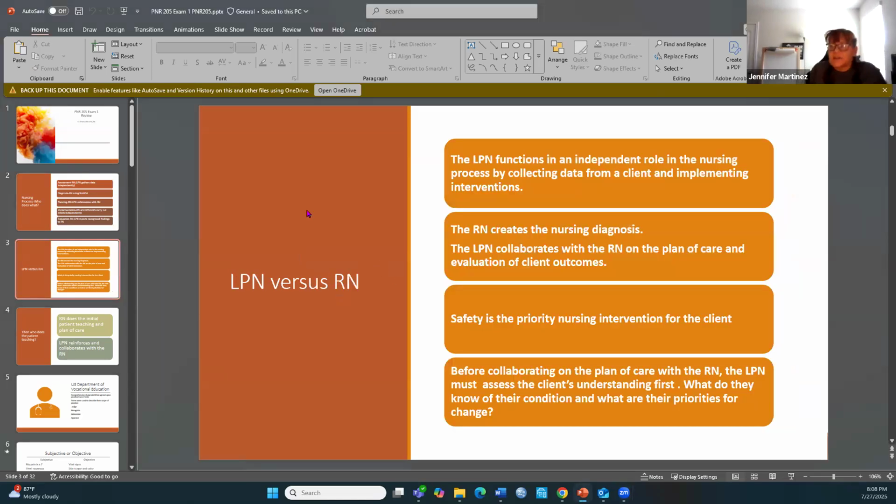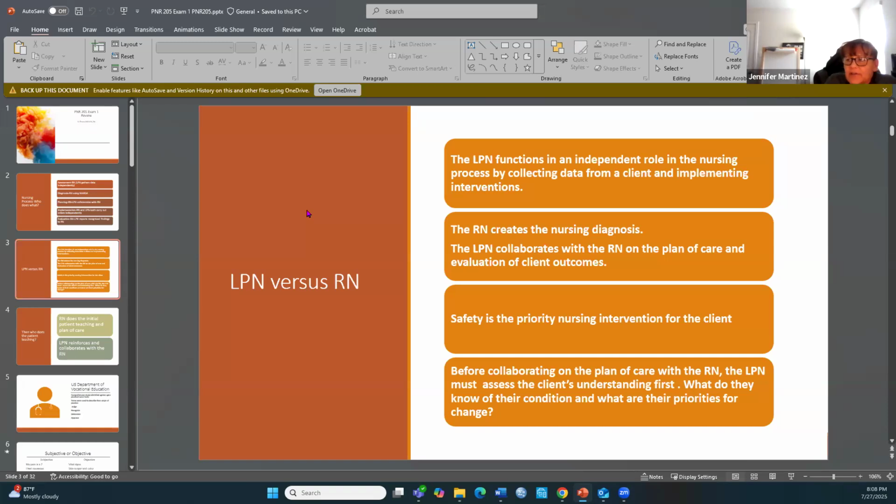Again, the LPN functions in an independent role in the nursing process by collecting data from clients, as well as implementing interventions. The RN creates the nursing diagnosis. The LPN collaborates with the RN on the plan of care and evaluation of client outcomes, which of course, we know safety is the priority nursing intervention for the client.